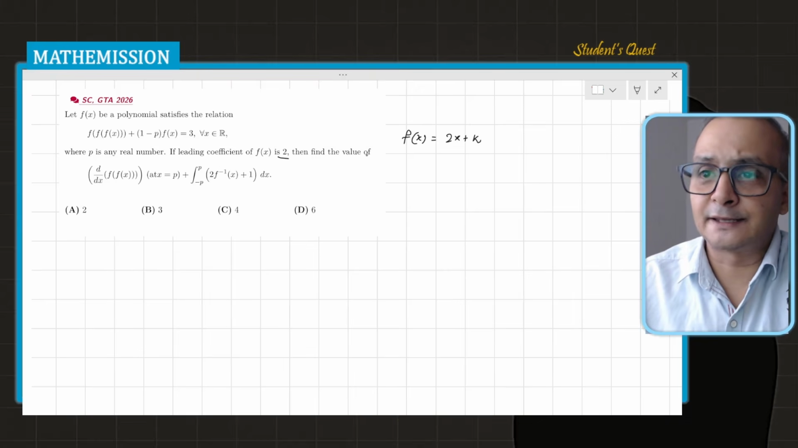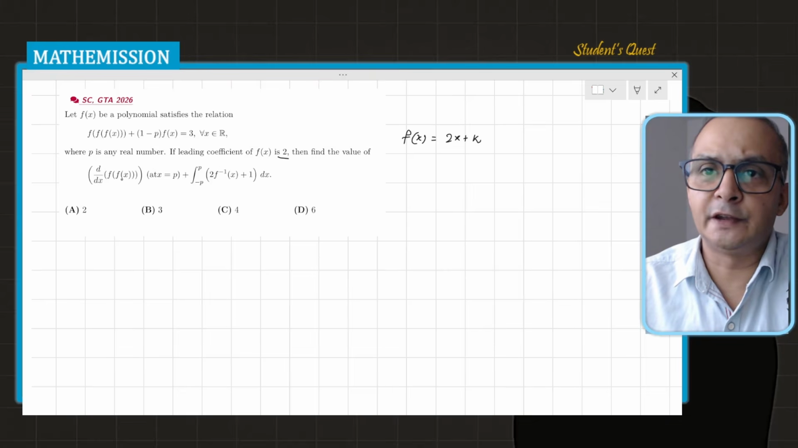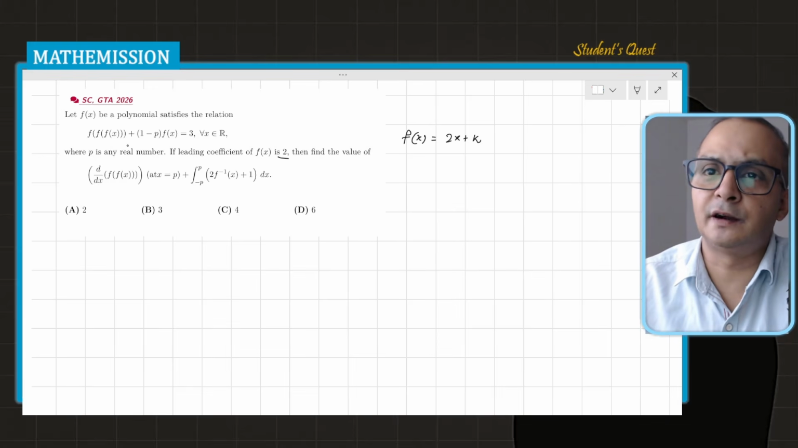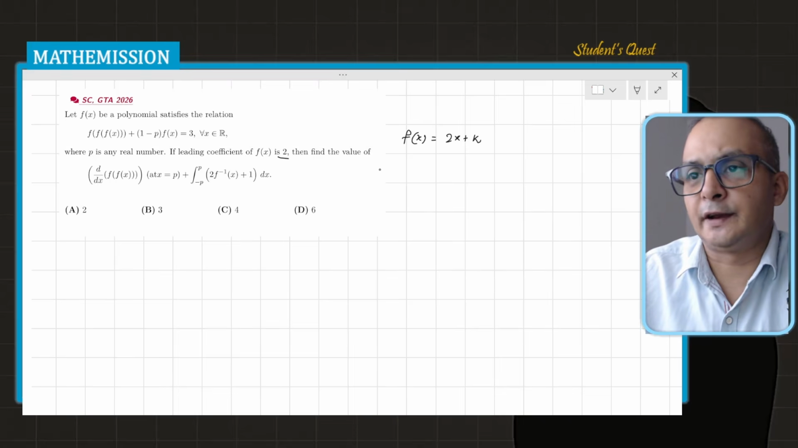Now they're asking for the derivative of f(f(x)) at a point. We can differentiate directly, but let's find it by comparing. So let's say I'm finding f(f(x)).